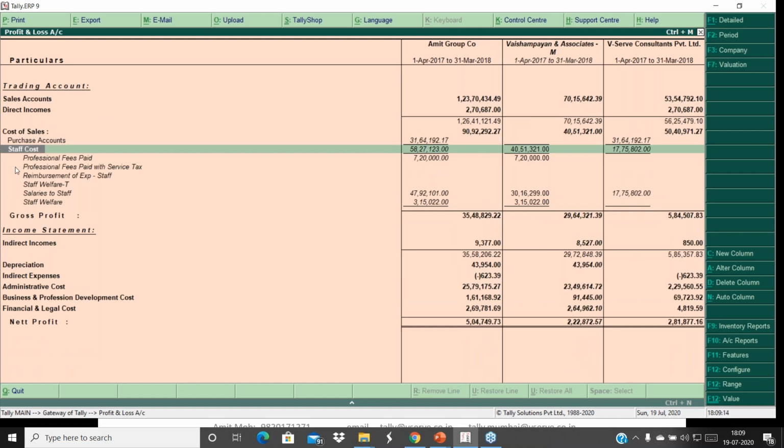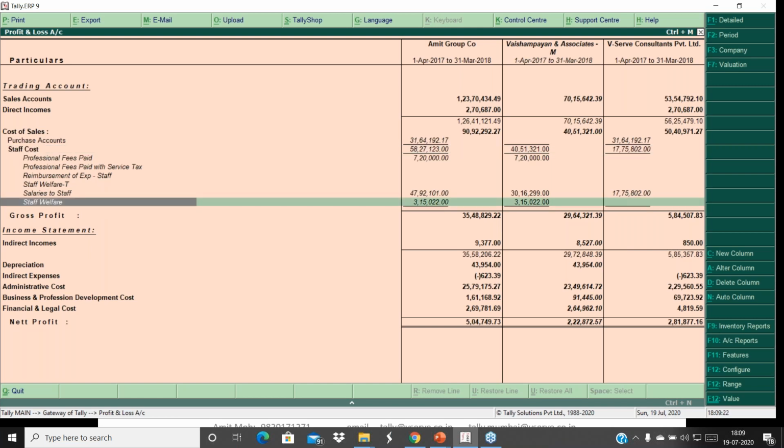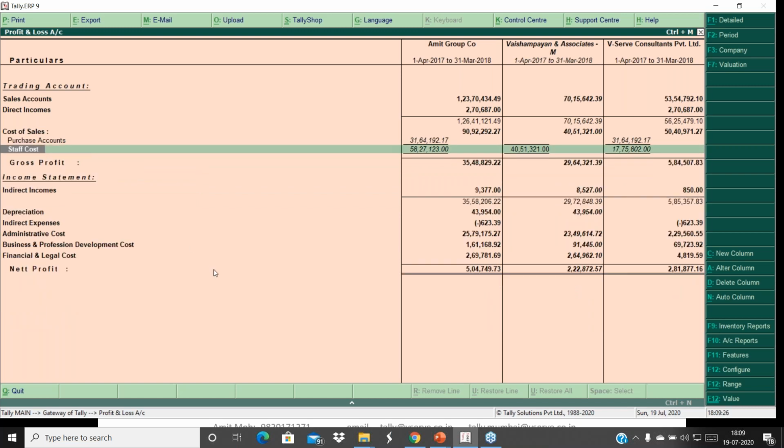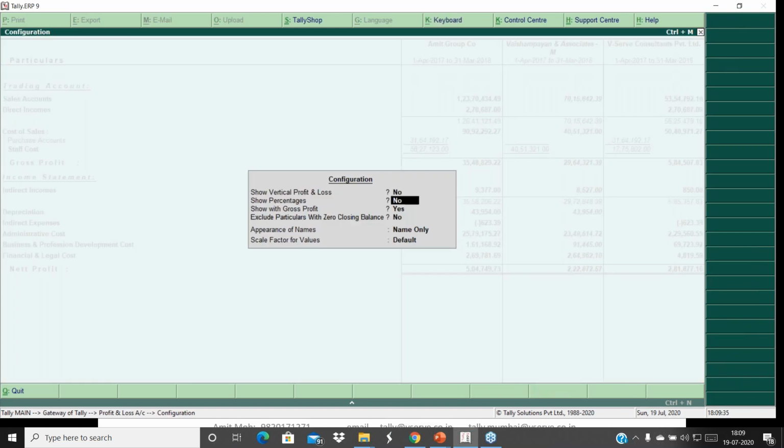Same is the case with staff expenses. Now, because it is suitable to me, I have configured my staff cost as a direct cost. What I can do next is that I can always look for a percentage, so that I will be able to check what is the percentage of each of the expenses vis-a-vis sales.